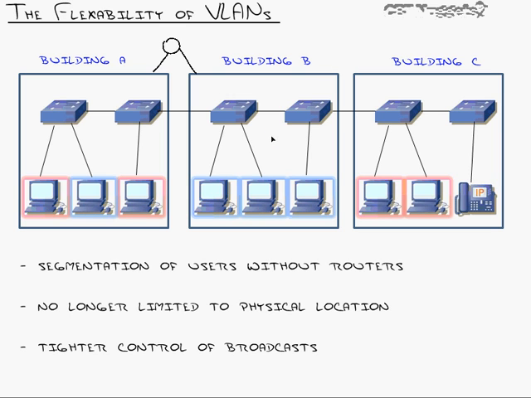Well, with VLANs, we can segment our users between the buildings without even needing routers in place. I can say building B is isolated to the blue users. Building A is isolated to the pink users. Now, you might see, well, what's that blue guy doing there? That's some more of the flexibility of VLANs.